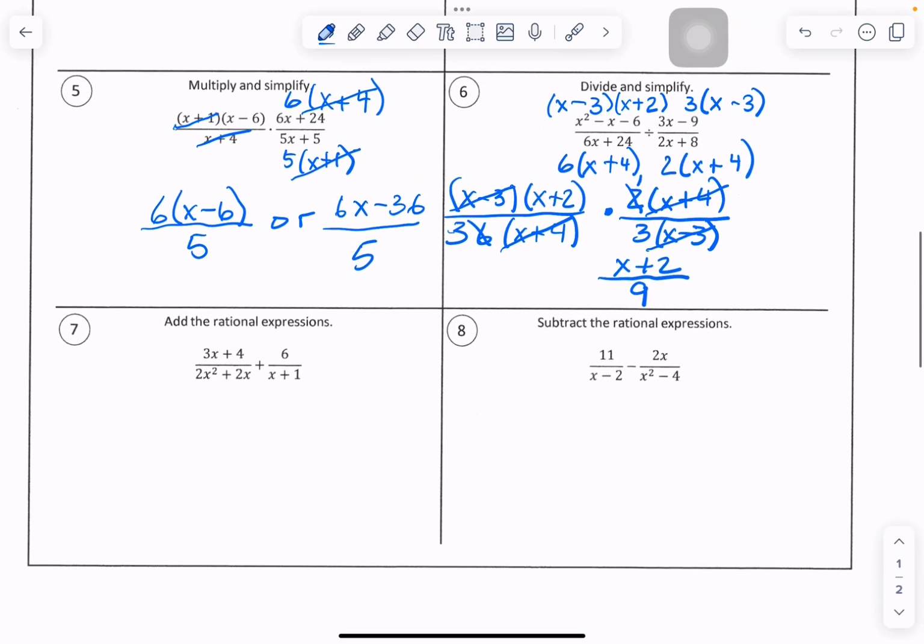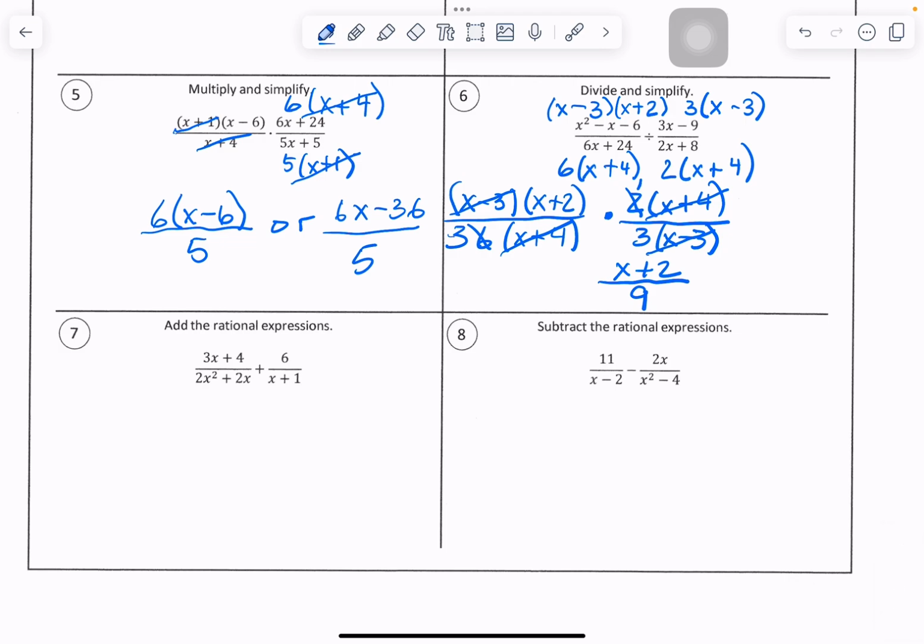All right, adding's a little different, right? We have to get a common denominator and then adjust what doesn't have the common denominator. But again, you should always start with factoring first. 3x plus 4 can't be factored. 2x squared plus 2x, you could take out a 2x, and you're left with x plus 1. Okay? So the least common denominator is 2x times x plus 1.